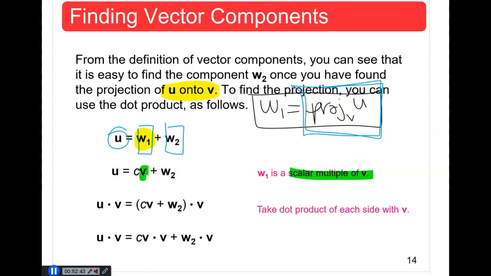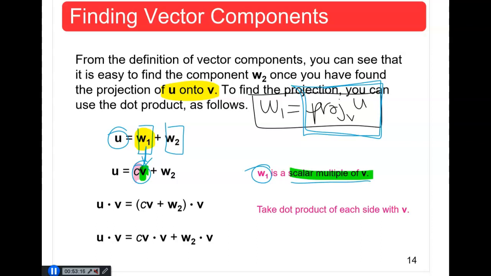And we call it a scalar multiple because this C here is just a constant or a scalar. It could be longer than V if C is bigger than 1. It could be shorter than V if C is smaller than 1, or it could also face the opposite direction of V if the constant was negative. So remember, this W sub 1 is nothing but a scalar multiple of vector V.